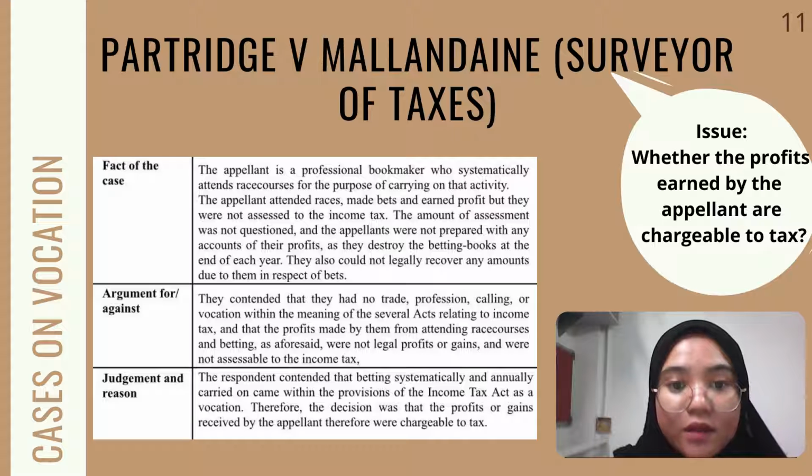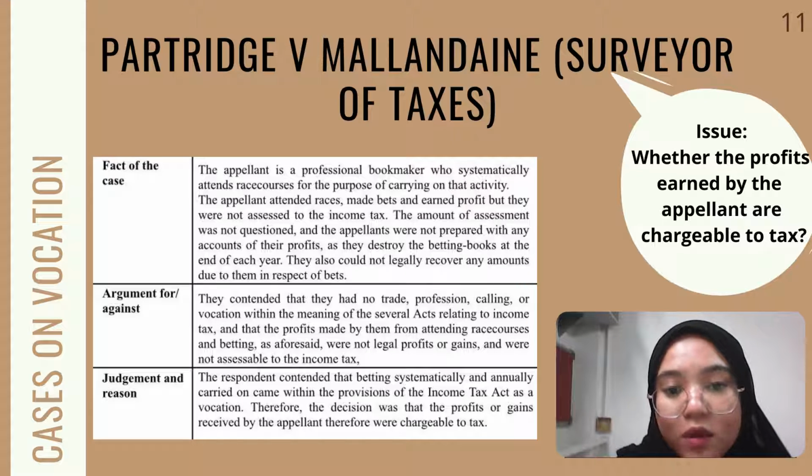The appellant attended race, made bets and earned profit, but they were not assessed to the income tax. The amount of assessment was not questioned, and the appellants were not prepared with any accounts of their profit, as they destroyed the betting books at the end of each year. They also could not legally recover any amounts due to them in respect of that.